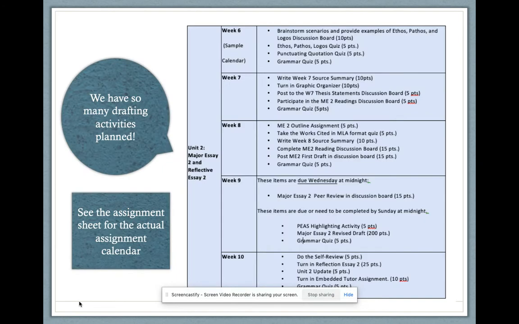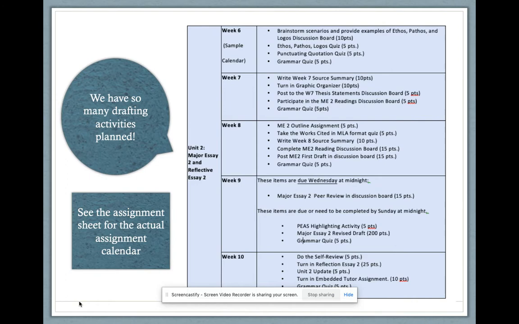So we know that this can feel like a lot, and just want to point out that you are not alone in getting through all of the concepts and skills for Major Essay 2. This is a sample calendar just for you to glance at to let you know that we have so many different drafting activities planned. You're going to be brainstorming together. You're going to be learning about the vocabulary. You're going to be doing a graphic organizer, source summaries, drafts, peer review.